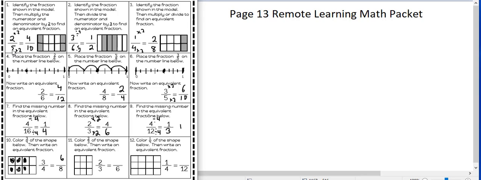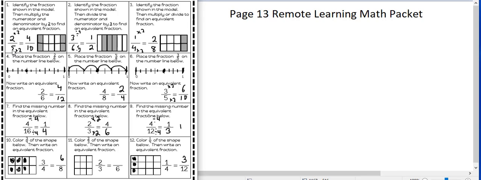And here I'm going to jump to number 12 next. Color 1/4 of the shape below. All right. So I'm just going to do that one out of those 4. That one out of those 4. That one out of those 4. So altogether there's 12, so I shaded in 3 out of 12.